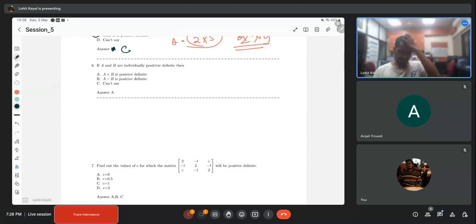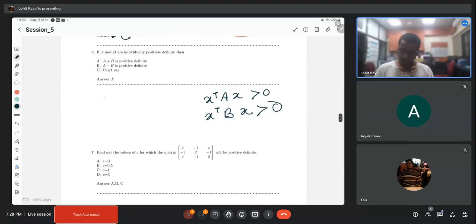Now, if A and B are individually positive definite matrices, then what is the correct answer? What is the condition for positive definiteness? It is x transpose A x is greater than 0. This is true because A is positive definite. Similarly, x transpose B x is also greater than 0.